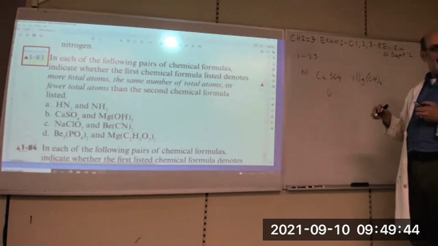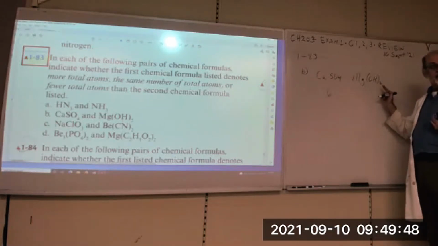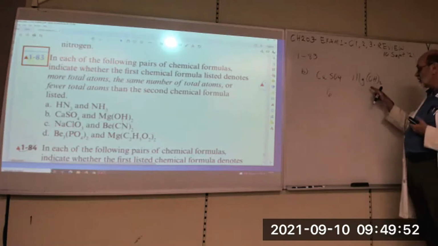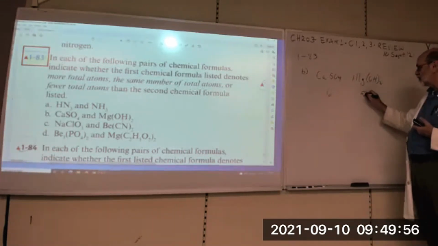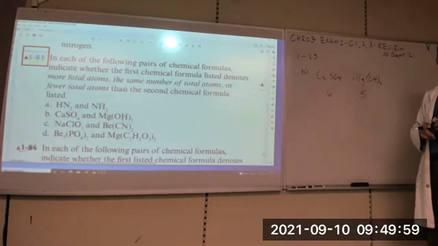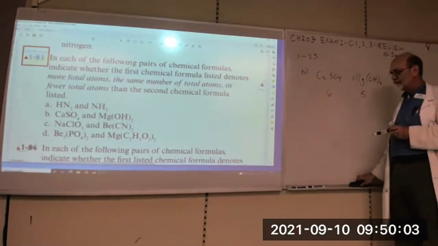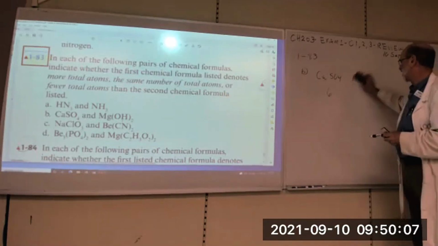Now that you did the last question, this one seems simple now. And in this one, whenever you've got parentheses, you have to be sure to propagate that subscript through the entire group. So that means you have 2 oxygens and 2 hydrogens. So 2, 4, 5. So the first one, the calcium sulfate, has more. So you can probably do the rest of it.